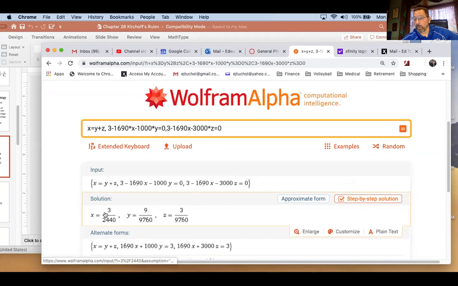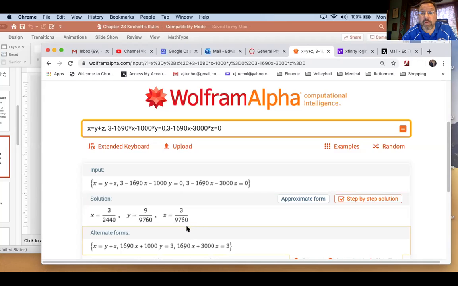Okay. The current I1 is 3 over 2440. Y, which is I3, is 9 over 9760. And then I4 is a third of that, oddly enough. You can see 3 over 9760. I saw some of you have the TI Inspire. TI Inspire will do the same thing. And if you don't have either of those two, you got to go back to 9th grade algebra, and you got to solve the system of equations as we did.